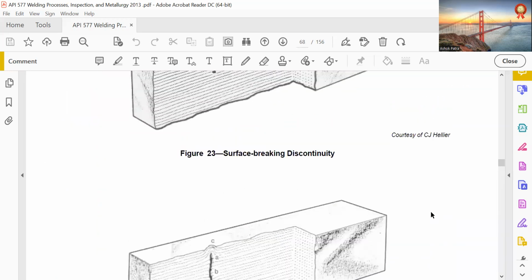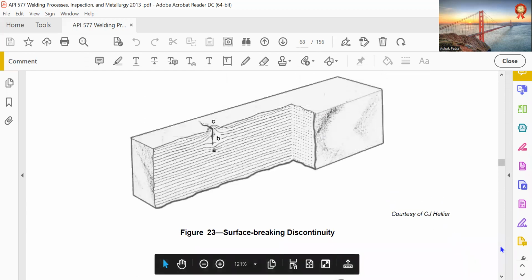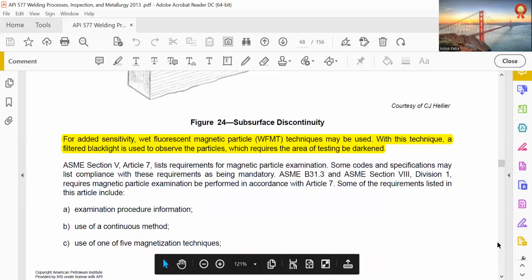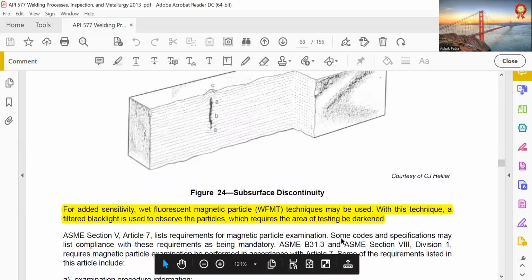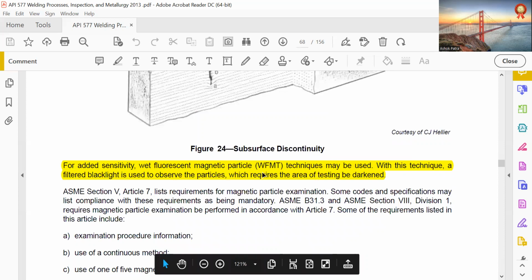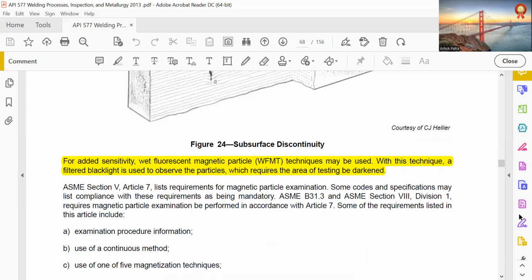These are surface breaking discontinuity and subsurface discontinuity. For radiate sensitivity, the fluorescent magnetic particle WMT technique may be used. A filtered black light is used to observe the particles, which requires that the area of testing is darkened.